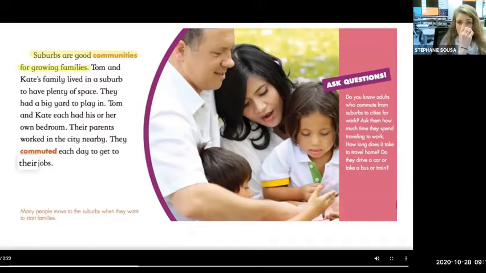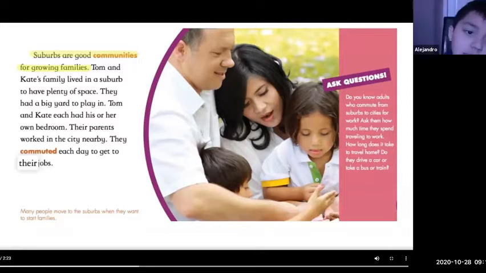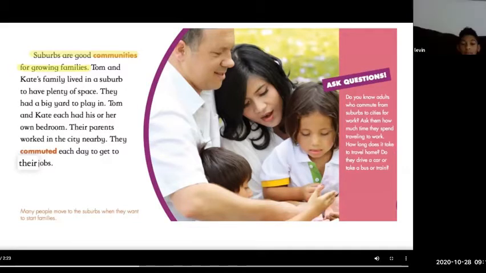Alejandro? That Tom and Kate's family lived in a suburb. Yeah, they live in a suburb. That's a kind of neighborhood environment that we've talked about. And we could go there. We could see evidence that there are houses that have some space. There's not a lot of farmland. There's not a lot of tall buildings. So it must be a suburb. Great. Another fact that we see.